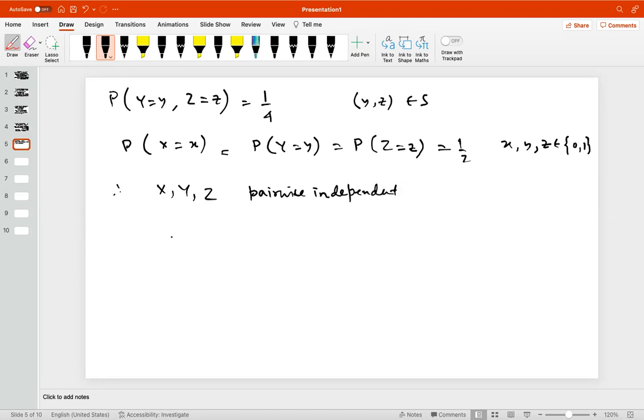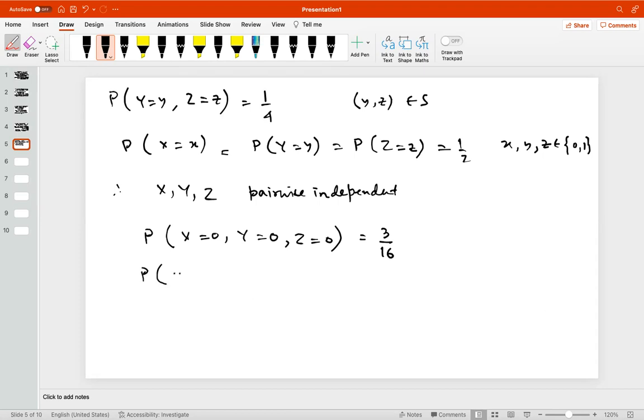But it is not mutually independent. Why? It is clear. Because consider anything, say probability of x equal to 0, y equal to 0, and z equal to 0. So that is just 3 by 16. It is given, it is 3 by 16.